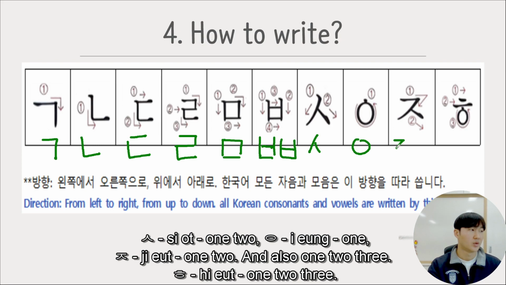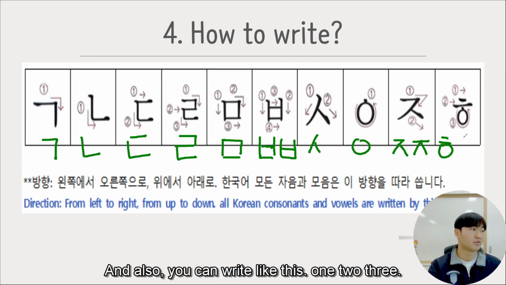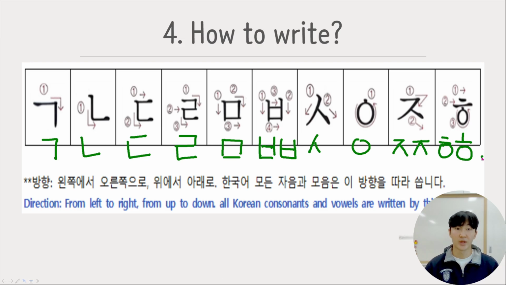지읒, 1, 2, and also 1, 2, 3. And here 1, 2, 3, and also you can write like this, 1, 2, 3. Well done!